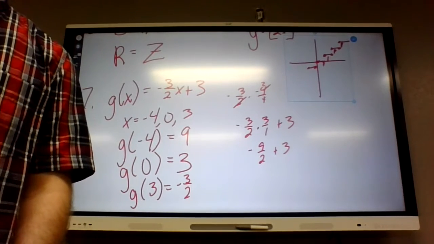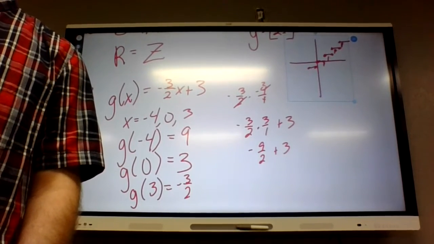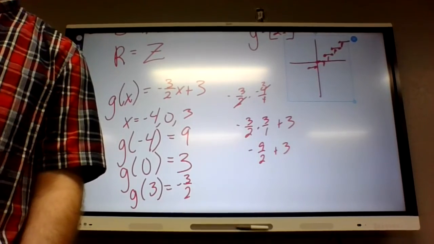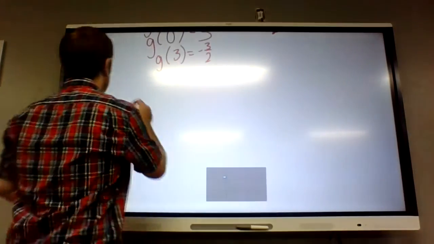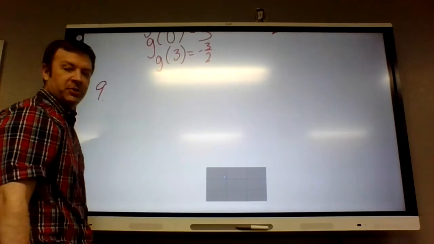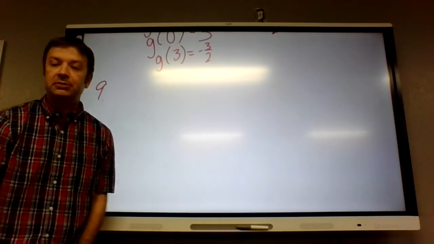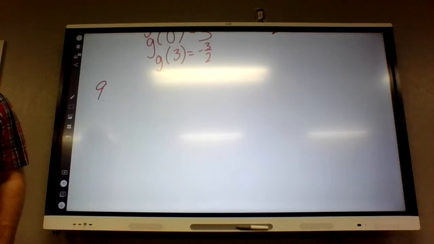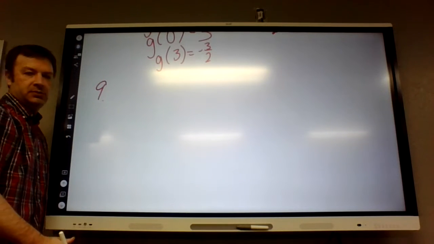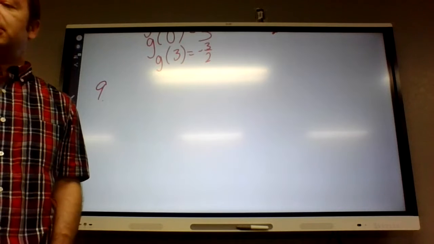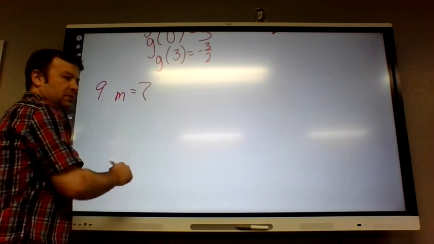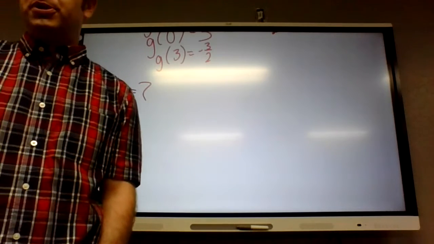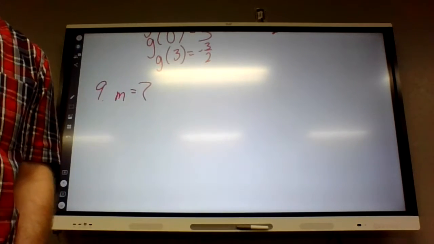Alright, number 9. Find the slope. Oh, this is easy. I feel like this is what we spent the most time doing this chapter. What is the slope on number 9? You should be able to just look. It's 2/7. Oh, that's the y value. 21. Wait, 21 is the y-intercept. My bad.